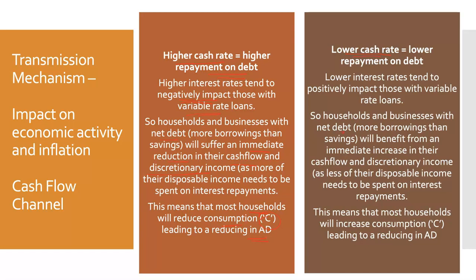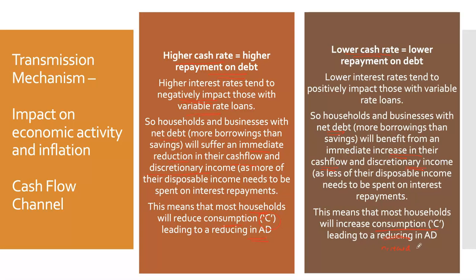So people with net debt, more borrowings than savings, will benefit from this. And this will increase their cash flow. They will have more discretionary income, and hence this will increase their ability to consume and spend, leading to, and this should say, increased aggregate demand. And I apologize for that.